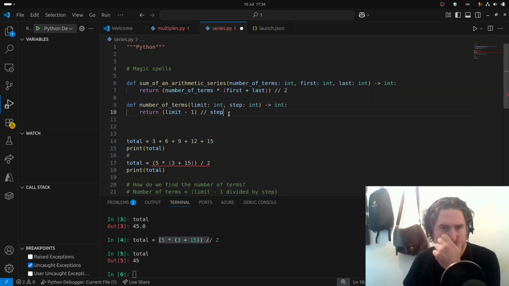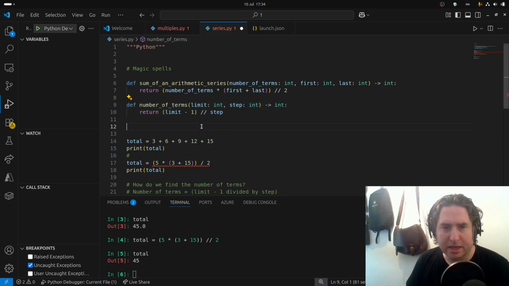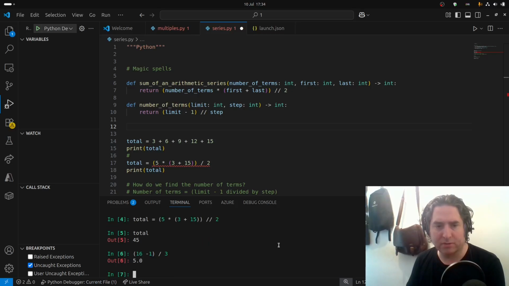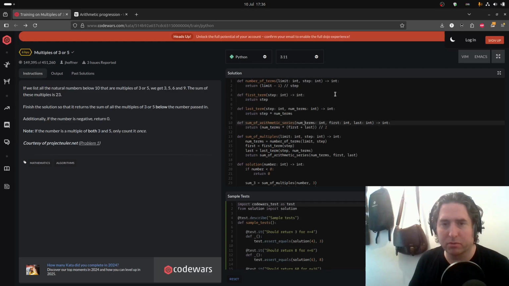The other one is how to work out the number of terms without just using Python's len. The number of terms is the limit divided by the step. So if we know the limit is 16, we take away 1, which gives us 15, and then we divide it by 3, which gives us 5. That's how to work out the number of terms. This is the fastest solution. It uses the magic spells. I'll try and work through it.